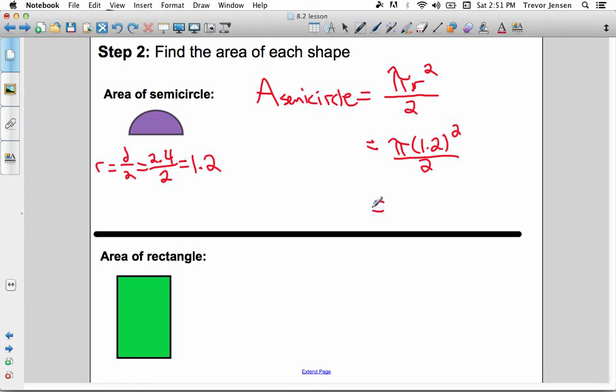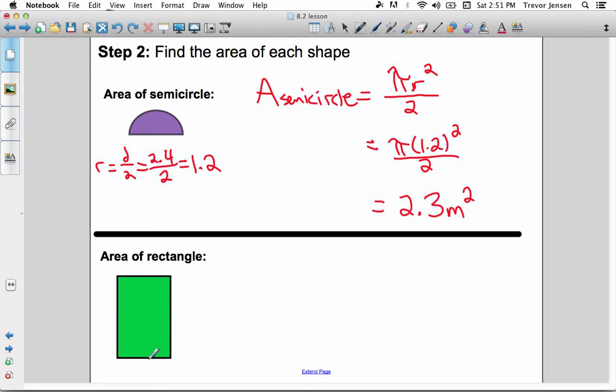So pi times 1.2 squared, that'll give me the area of a full circle, which is 4.523 meters squared, but I want the area of the semicircle, so I have to divide that in half, so divide it by 2, and I figure out the area of the semicircle is 2.3 meters squared, if I round it to the nearest tenth of a meter squared.